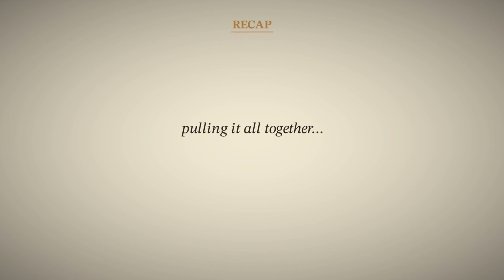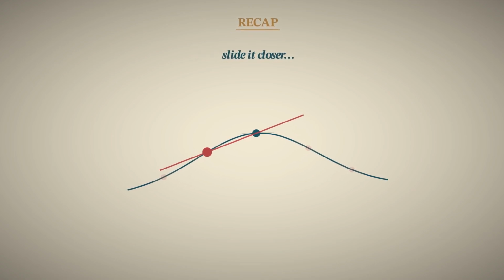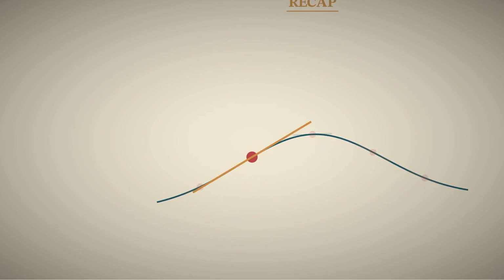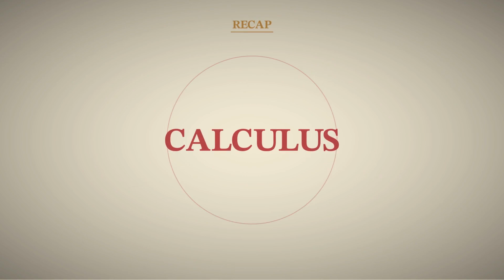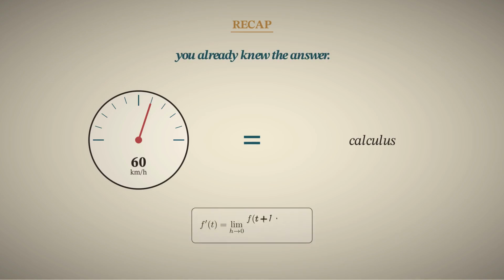So, let's pull it all together in plain words. A curve has different steepness at different points. To find the steepness at one exact point, we draw a line between that point and a nearby one. Then we slide the nearby point closer and closer until they're basically the same. The slope of that final line, the tangent line, is the derivative. That's the whole story. If someone ever tries to scare you with calculus, just remember the speedometer. You knew the answer before they showed you the formula.